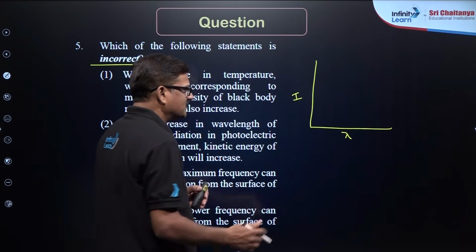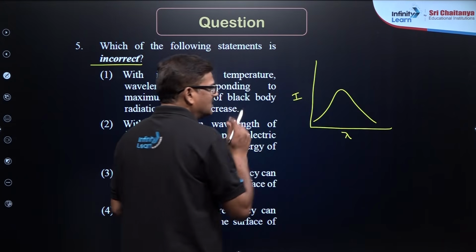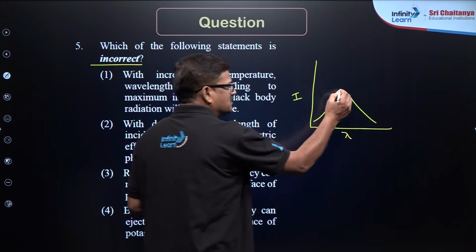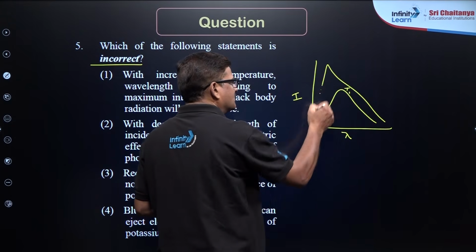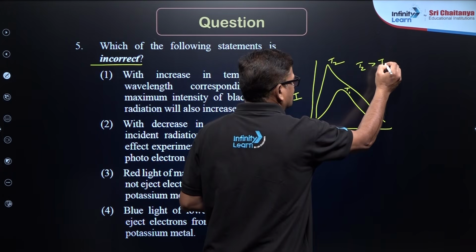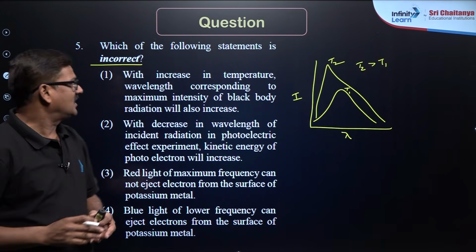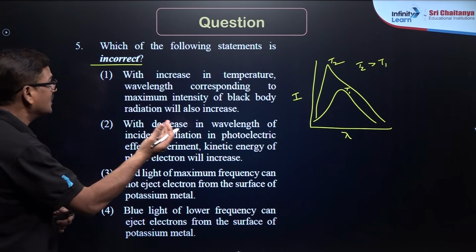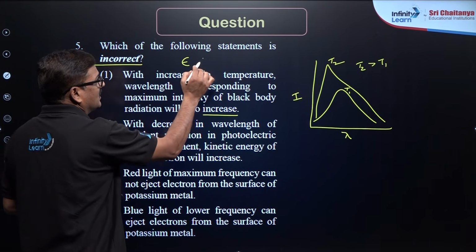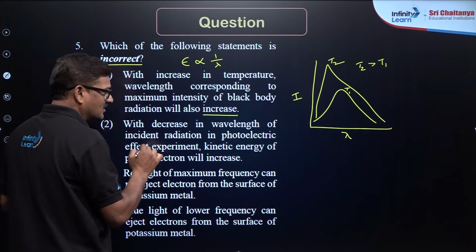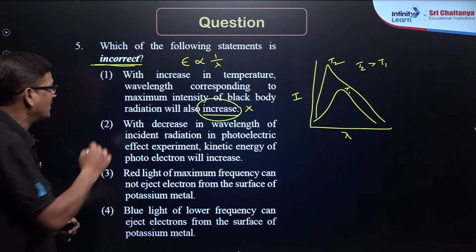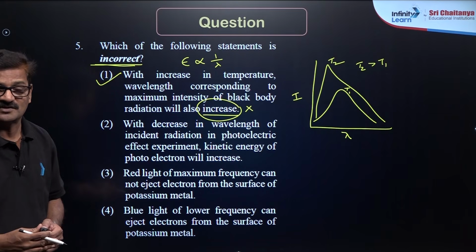This graph is telling you that as temperature increases, the wavelength shifts to a lower wavelength. At a given temperature T1 it is like this, and at T2 it is going to be like this. So, T2 is greater than T1. As temperature increases, the wavelength also increases, which is not correct. Wavelength decreases. That is the reason why energy is inversely proportional to lambda. Here it is given as increases, which is not correct. It is asking about the incorrect statement. Option 1 is the correct answer for this question.